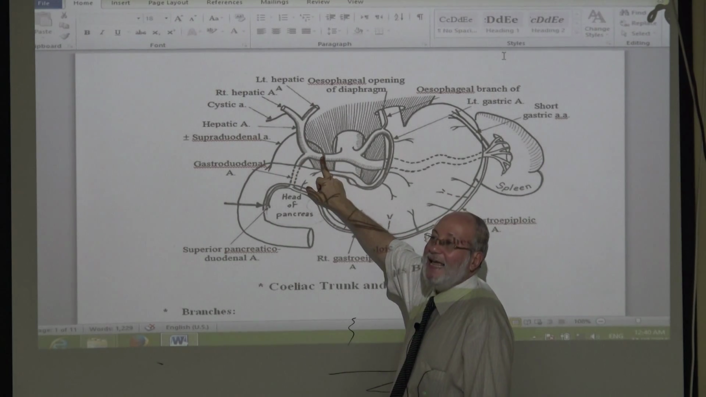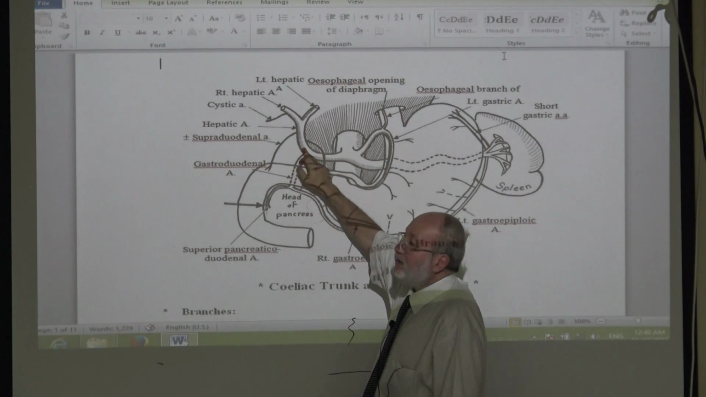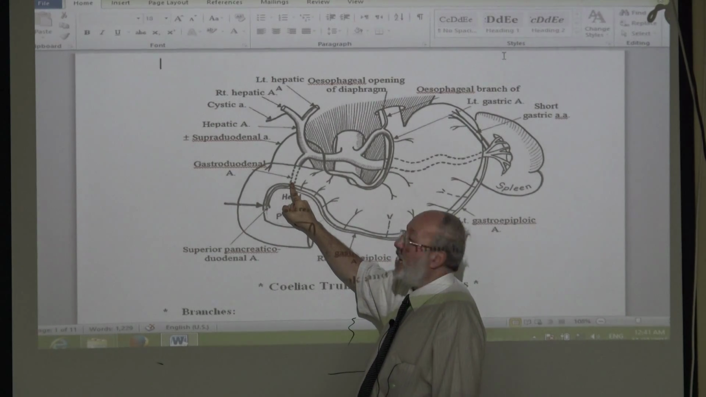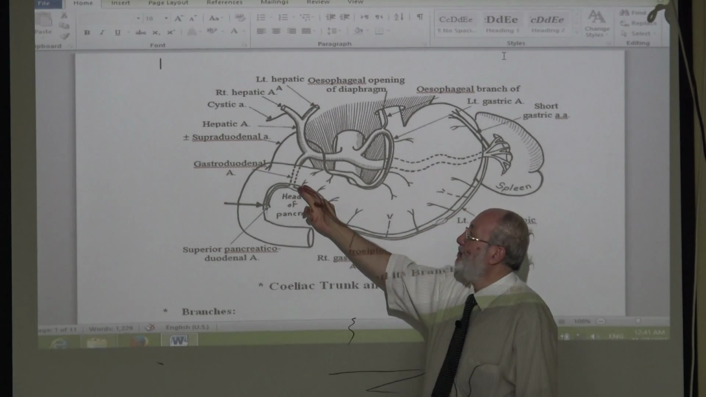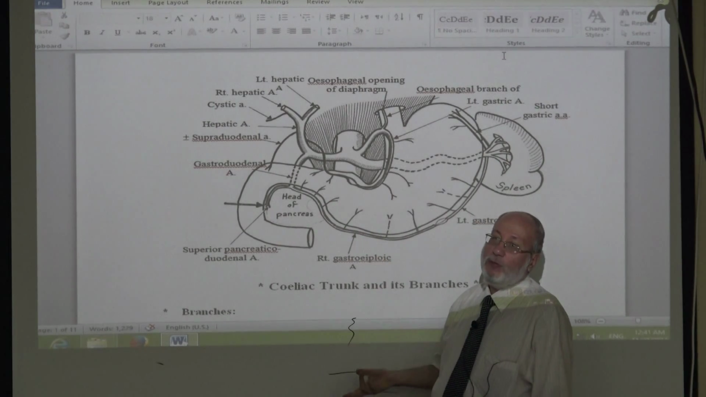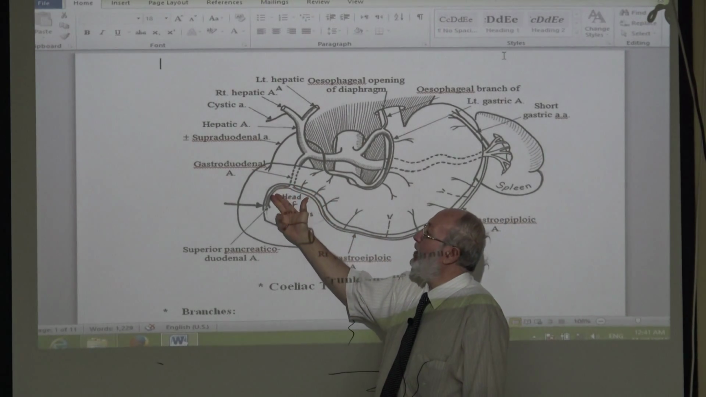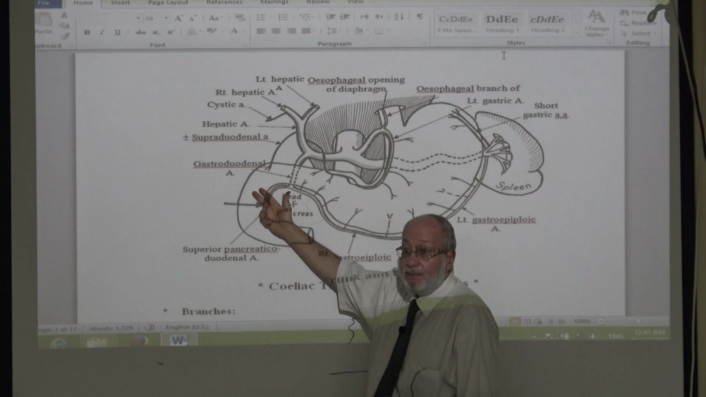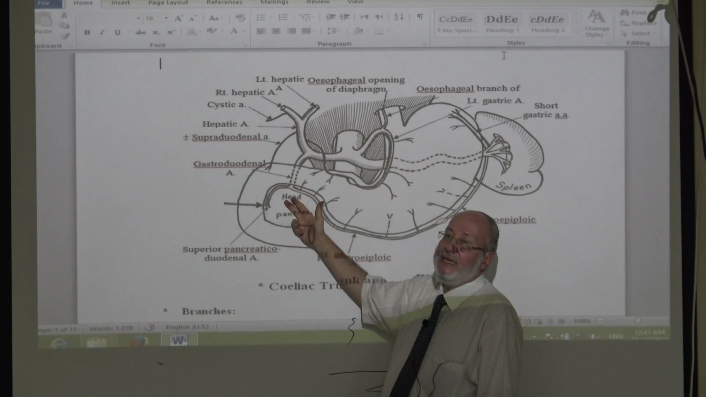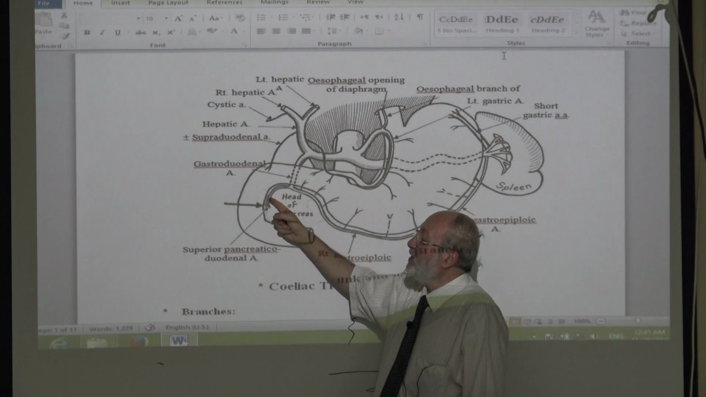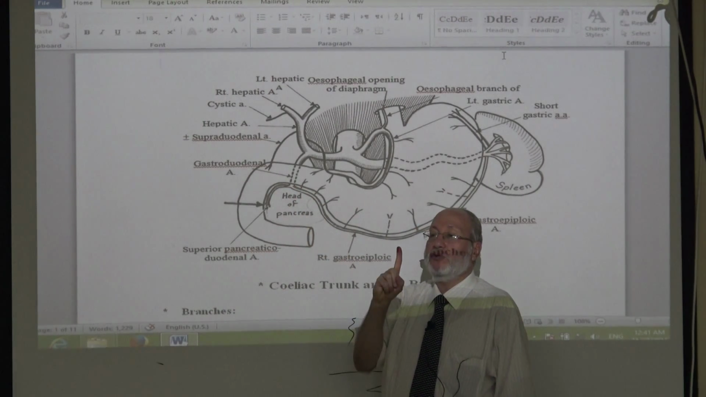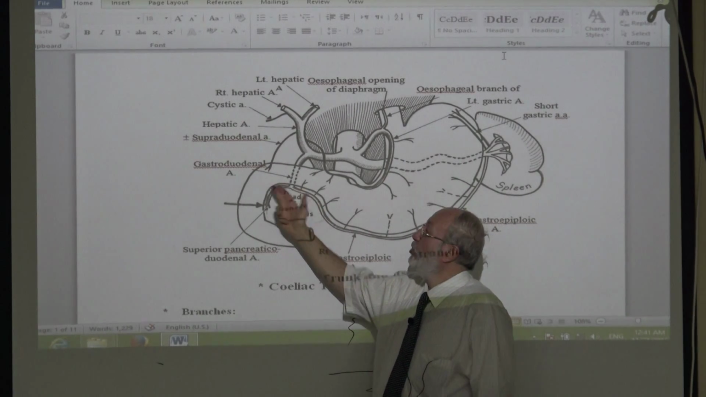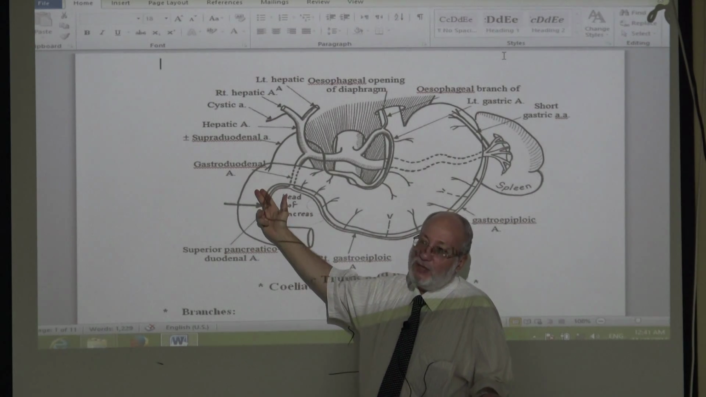This artery is hepatic. The hepatic artery gives a branch that runs posterior to the duodenum, and it is called gastro because it gives the right gastroepiploic. Duodenal, because it gives this branch to the upper half of the duodenum and the upper half of the head of the pancreas. Therefore, this artery is called superior pancreatico-duodenal artery, because it supplies the head of the pancreas and the duodenum.